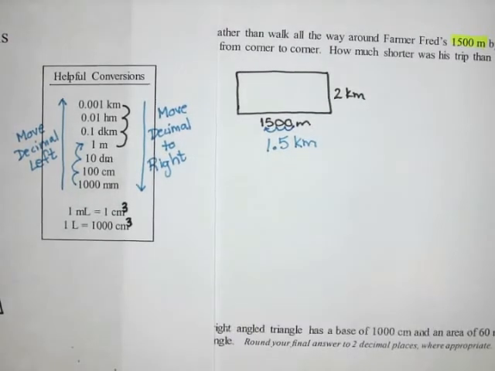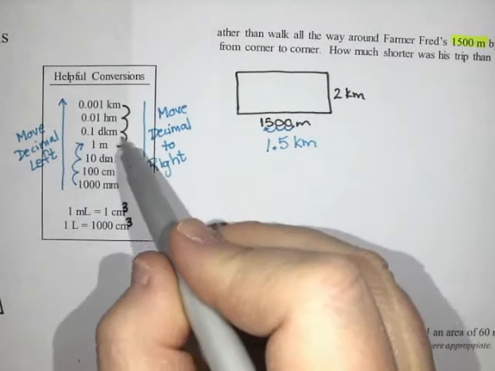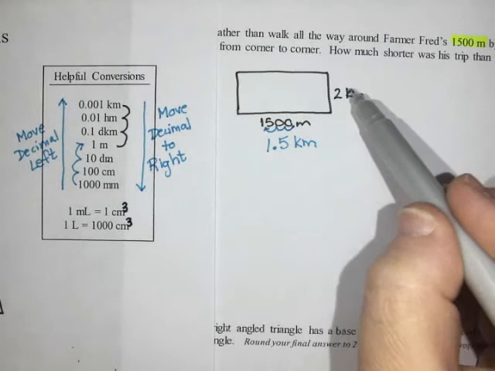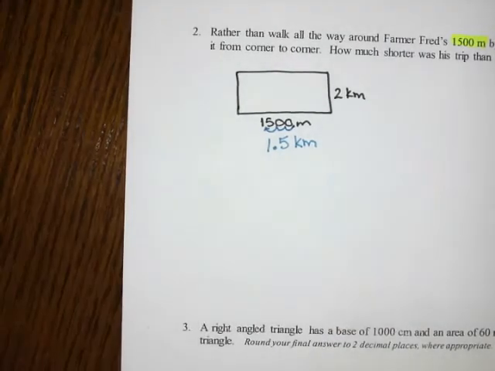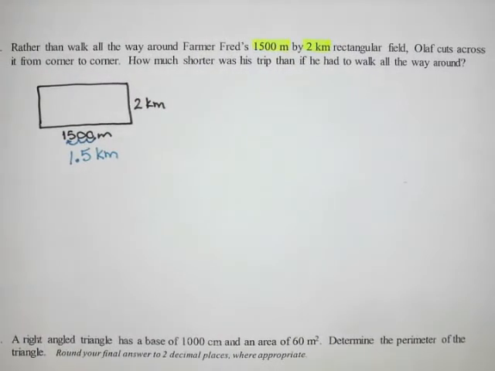kilometers. If you had wanted to change the kilometers into meters, kilometers to meters is 1, 2, 3 steps down. So we'd have to move the decimal 1, 2, 3 spots, which would add 3 extra zeros to give us 2,000 meters. Okay, so now that I've got the dimensions figured out, we're going to come back to the question.